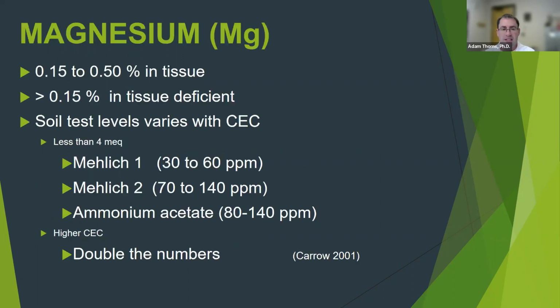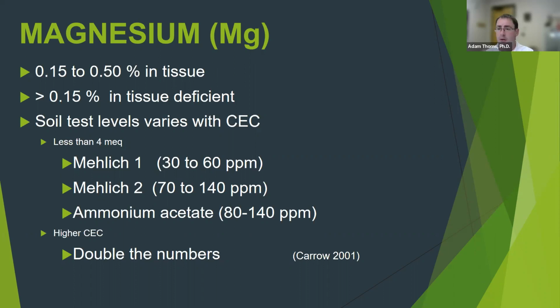We also talk about magnesium as a macro element, of course. If it's less than 0.15% in the tissue test, then obviously it's deficient. In soil tests, it's going to vary with the CEC levels. Magnesium with a Mehlich 1 is 30 to 60 parts per million. A Mehlich 2, depending on how it was extracted or tested, is 70 to 140 parts per million. And these are for low CEC soils. In a higher CEC soil, you can pretty much double the numbers from previous research.